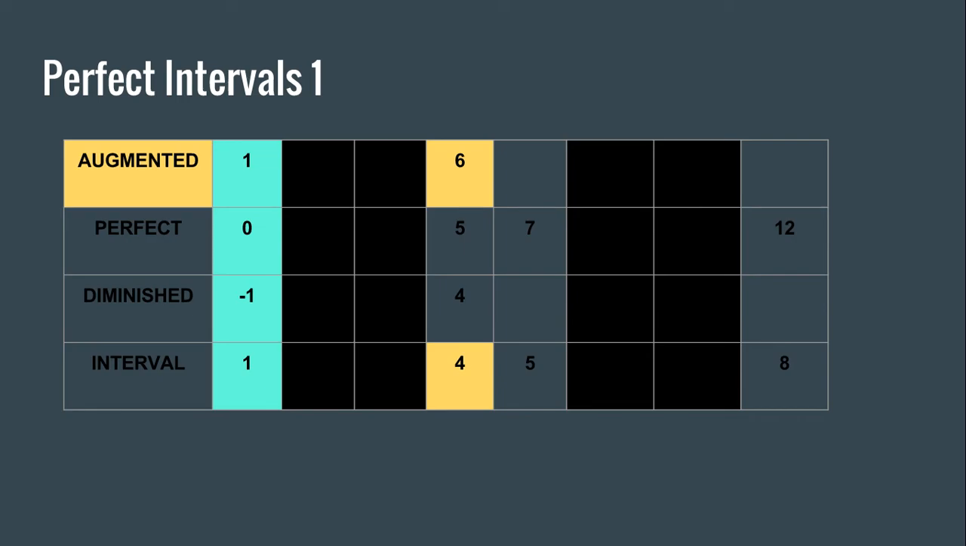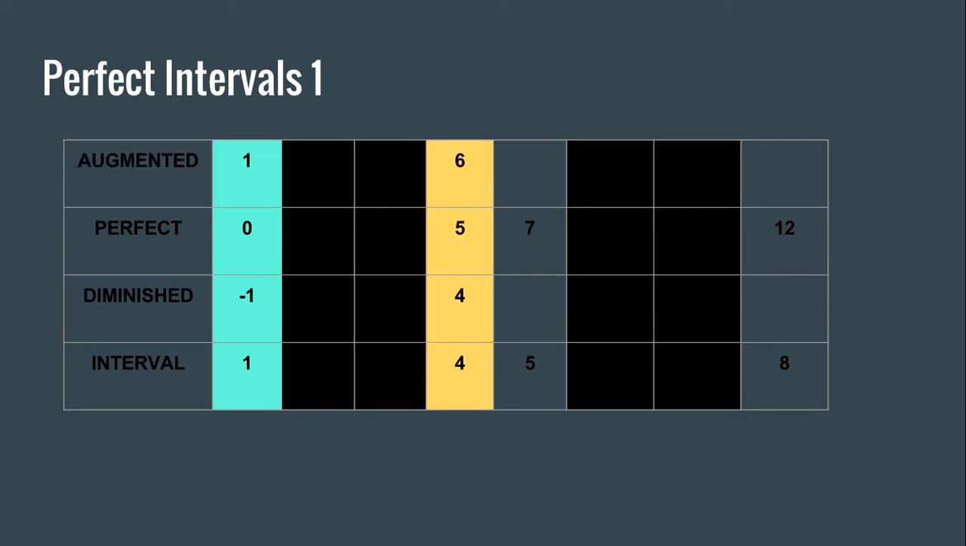Let's do it again. Here are our fourth intervals. So a diminished fourth is 4 half steps away from a note, a perfect fourth is 5 half steps away, and an augmented fourth is 6 half steps away. Let's look at fifths. A perfect fifth is 7 half steps away. So can you tell me what an augmented fifth would be? How many half steps away it would be? The answer is 8 half steps away.